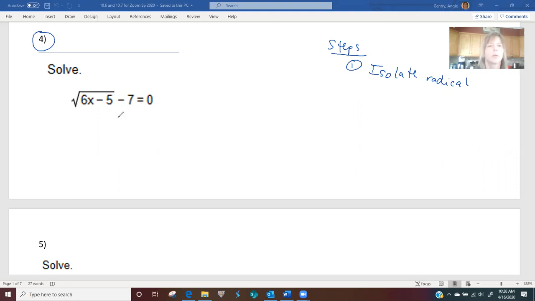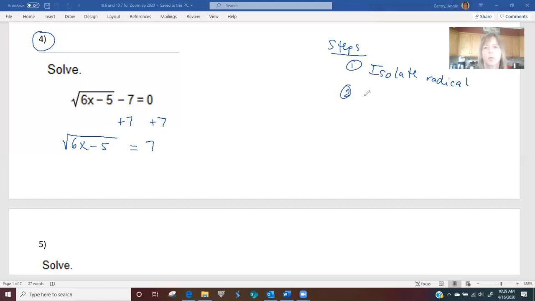Okay, so first we're going to isolate a radical. What do we have to do? We got to get rid of that. You see how this piece over here is not radical, so we need to get rid of it. We add it to both sides. Then you have the square root of 6x minus 5 equals 7. So that was step 1, isolate the radical. Critical, have to do it.